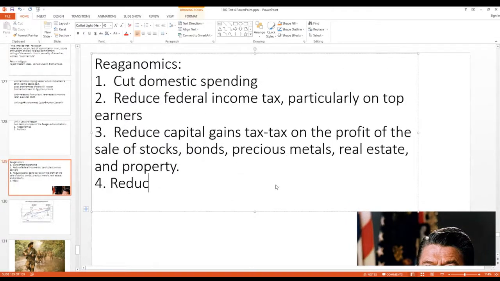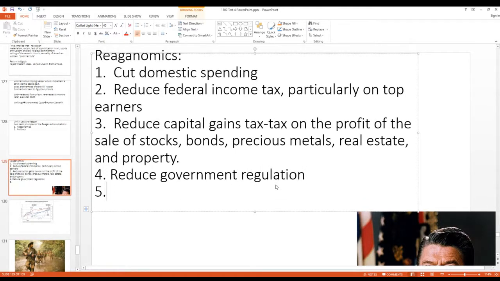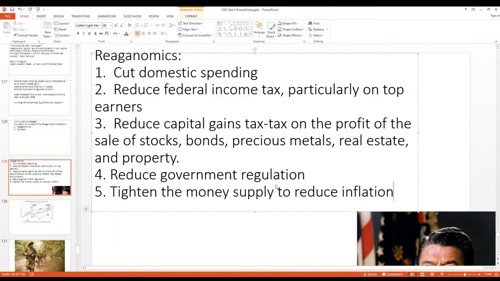Four, reduce government regulation. Five, tighten the money supply to reduce inflation. Now, again, we've talked about inflation a lot because there was a serious inflation crisis in the 1970s and 1980s.